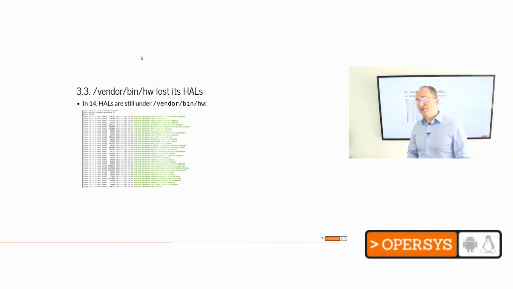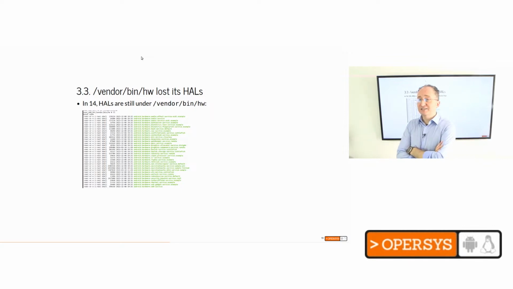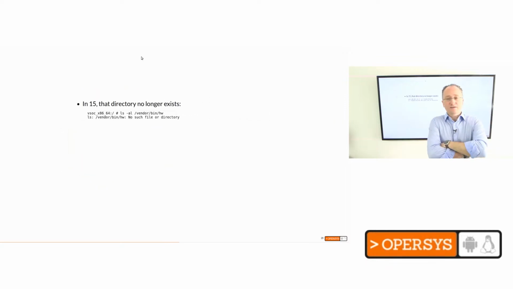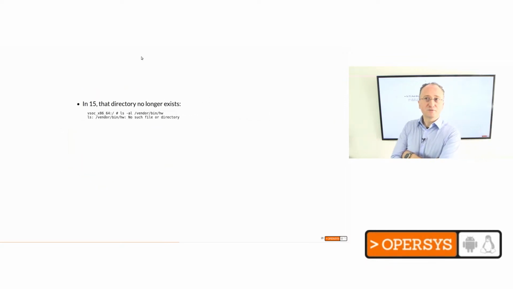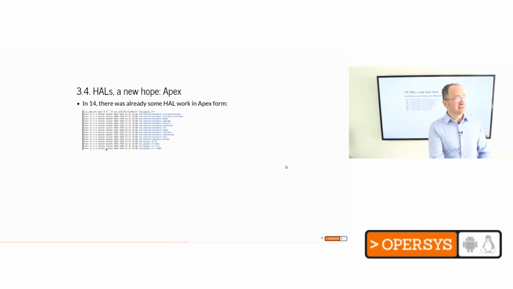Now, one thing that's even more interesting, where I start scratching my head a bit more, is when you try to look for the HAL implementations, which were under vendor/bin/hw in 14. You look for them in 15 and hey, that directory's not there anymore. Okay, where did you put my HALs? I want to know where my HALs went. You took away my HALs, they went somewhere, all right?